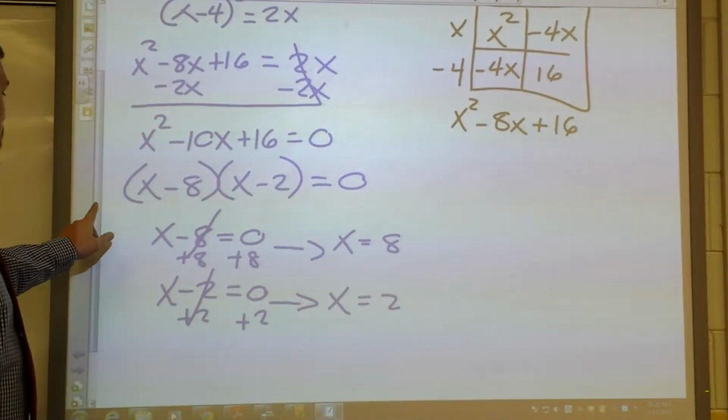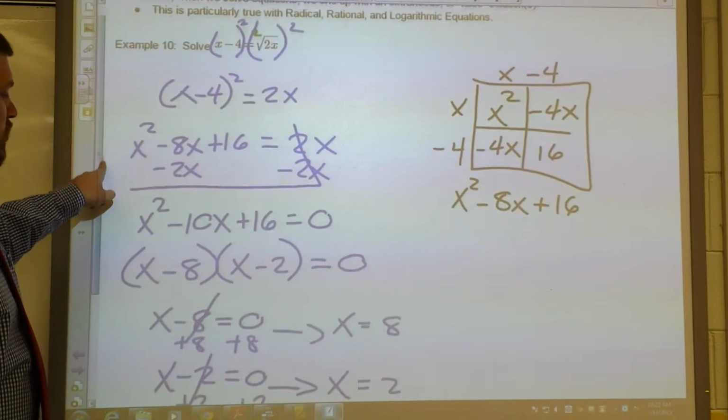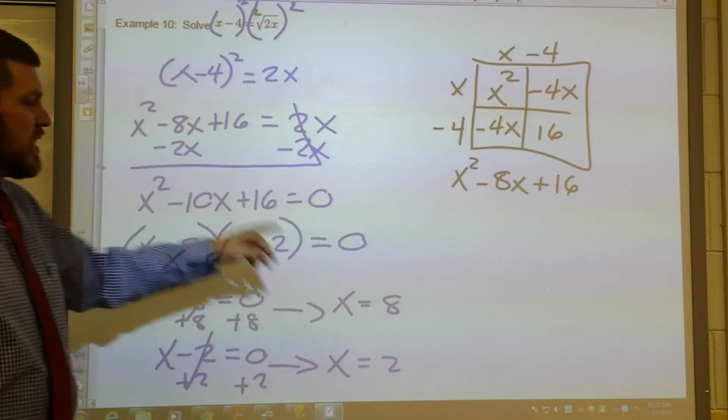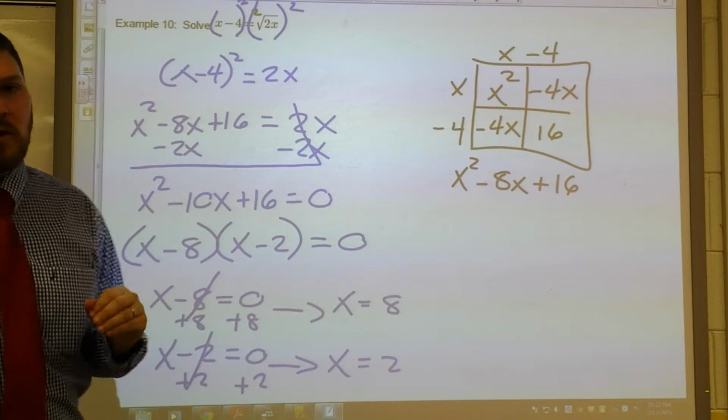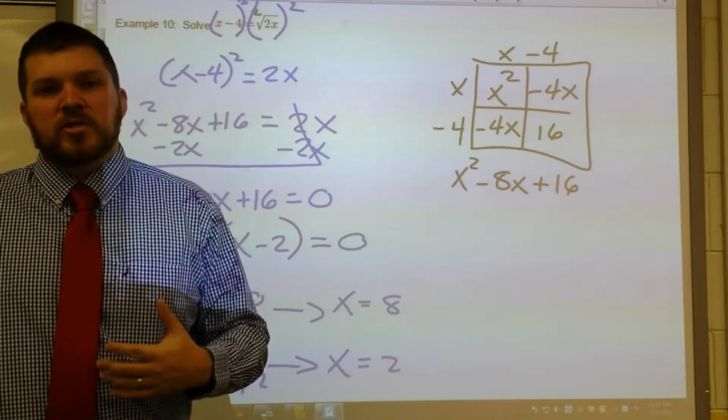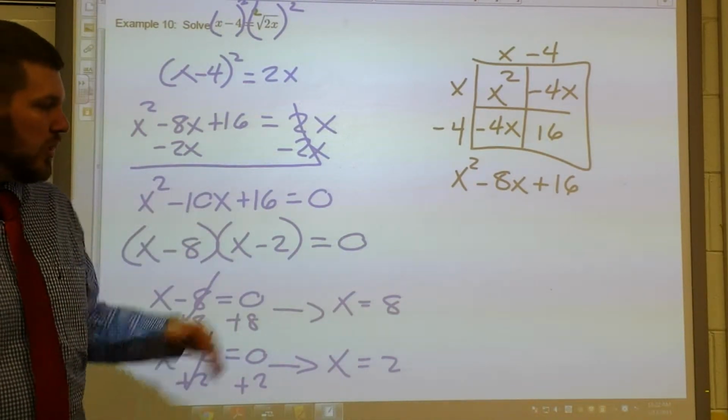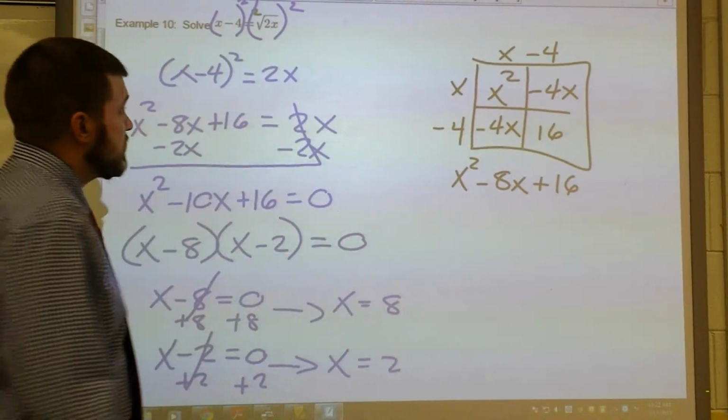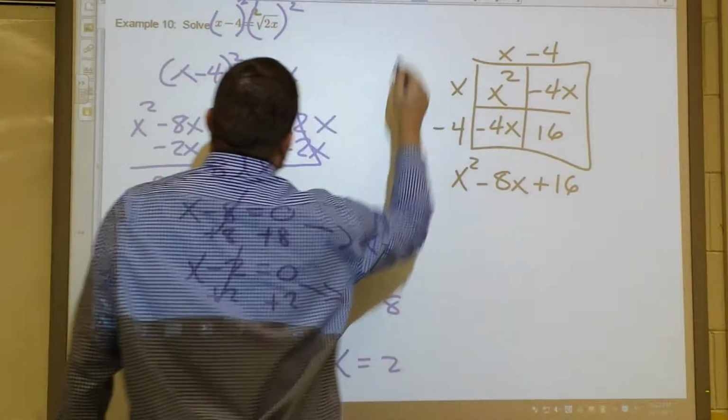Now, since I had a radical equation, I must check for extraneous solutions. So what I'm going to do is take each solution and plug it into the original problem. That's very important. When you're checking for extraneous, you must plug into the original problem. Everywhere I see an x, I'm going to plug in an 8. And this is just scratch work, so I'm going to do that on the side.